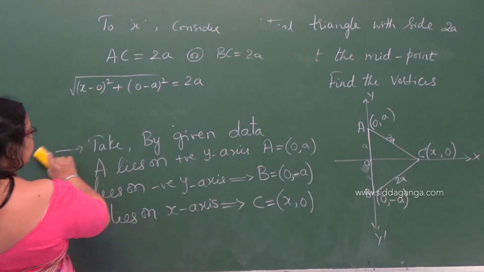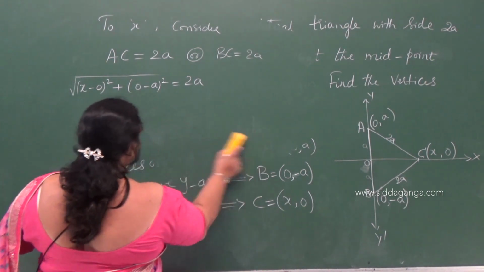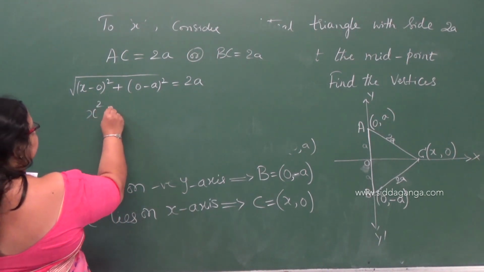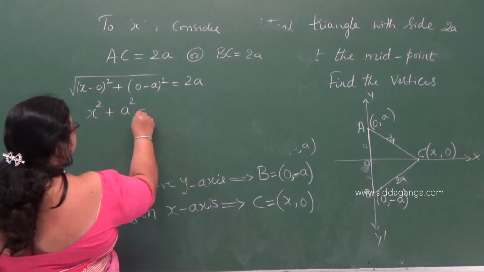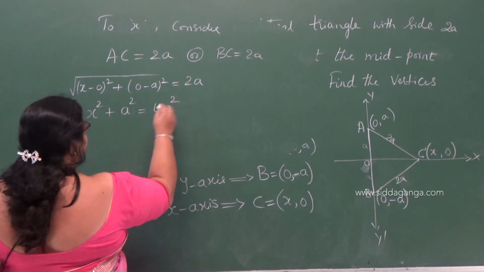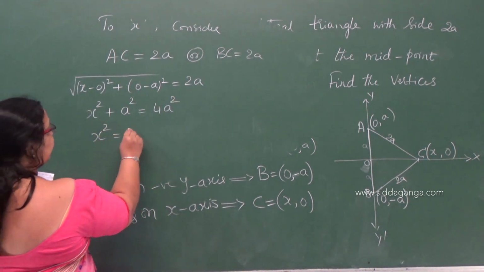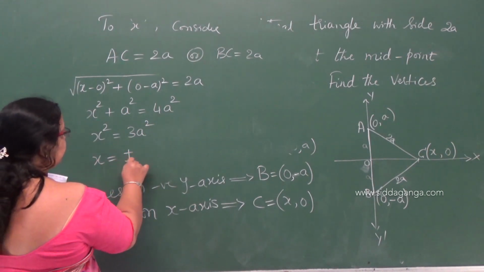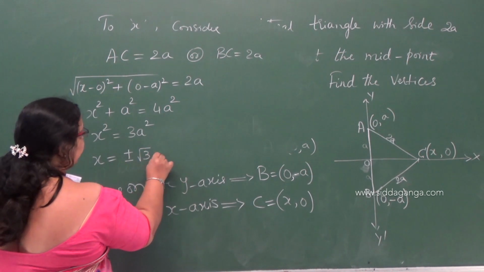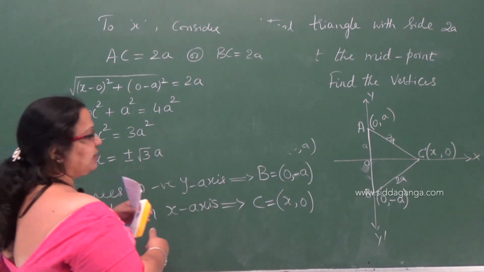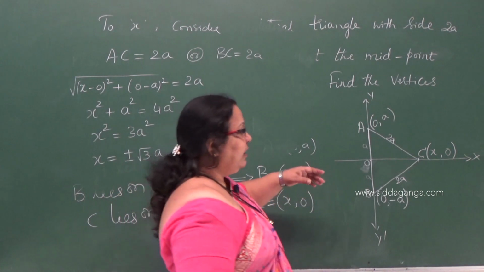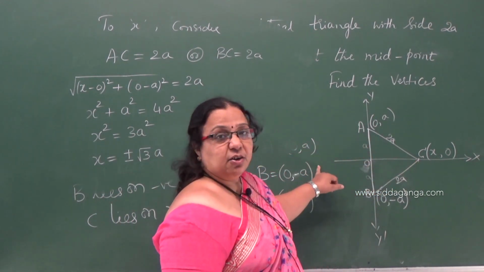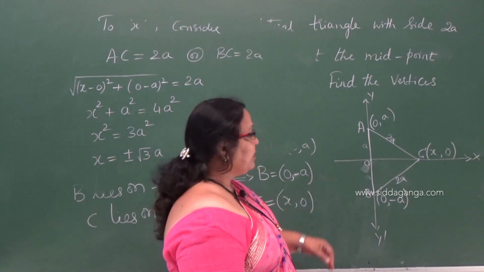So, squaring both sides, we get x square plus a square equal to 4a square. Therefore, x square equal to 3a square, x equal to plus or minus root 3 into a, because the C vertex I can take either on the positive x-axis or on the negative x-axis.